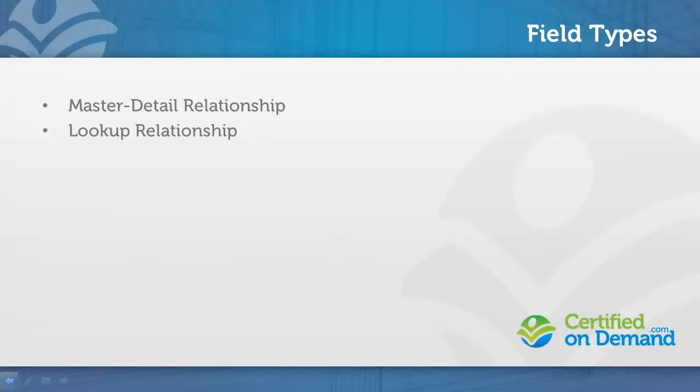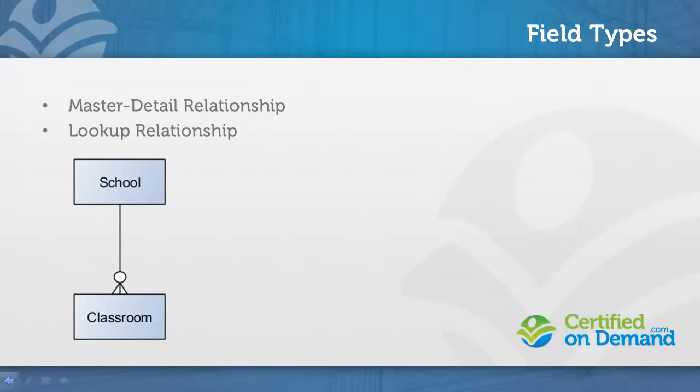There are two ways that you can establish relationships in Salesforce. You can either use a master detail relationship or a lookup relationship. We're going to take a look at two examples. Let's say that I'm using Salesforce to track a number of different schools, and each school has classrooms.